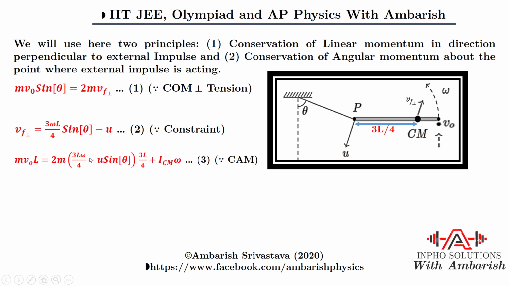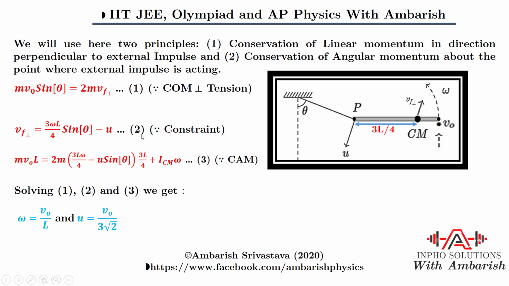Okay. And that's just the velocity, and we need to multiply it by the perpendicular distance, that is 3L by 4, and the mass. So 2m into 3 omega L by 4 minus u sine theta into 3L by 4. So this is the RCM cross VCM term, plus ICM omega. So this is your conservation of angular momentum equation. Alright.